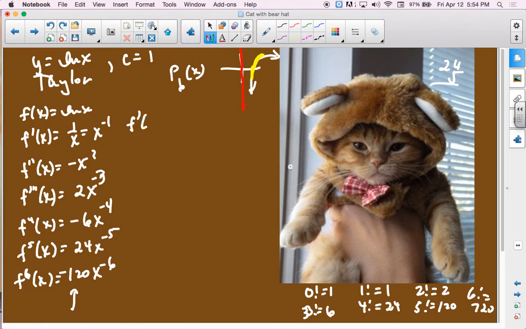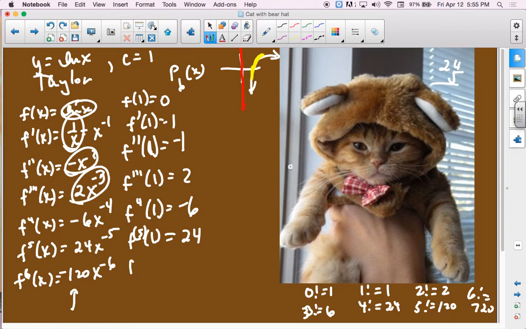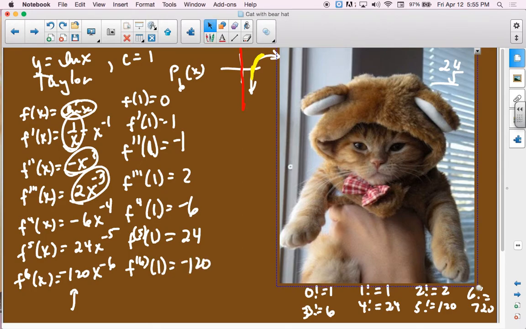Now I'm going to find f prime of 1, and I get 1. Oh, I'm sorry, I'm going to find f of 1, and I get 0. F double prime of 1 is negative 1. F triple prime of 1 is 2. F4 at 1 is negative 6. F5, the fifth derivative, you have to put it in parentheses so you don't have f to the fifth, is 24. And the sixth derivative at 1 is negative 120. So let's get rid of this so we can keep writing.